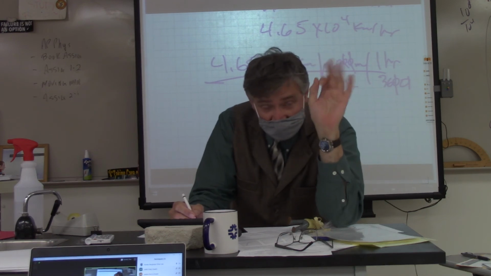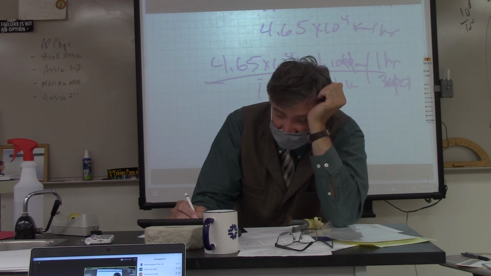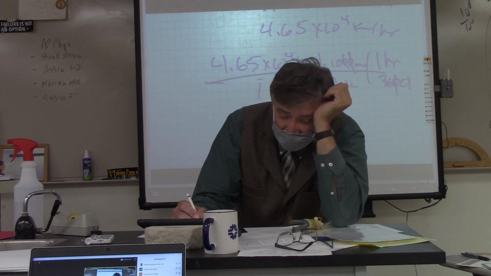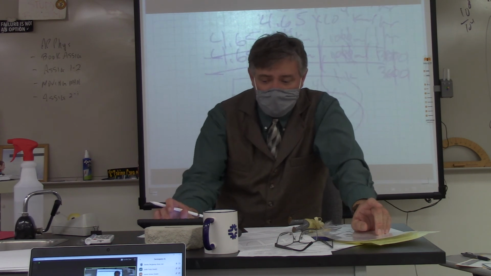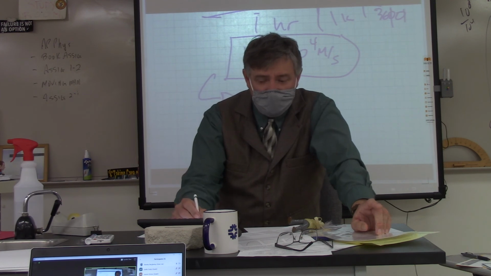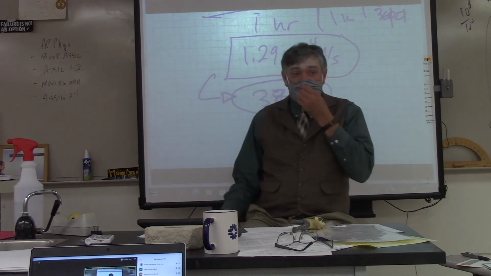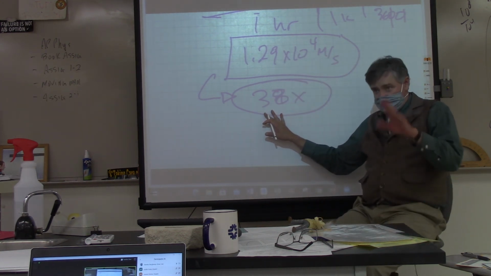3 significant digits, scientific notation. 1.29 times 10 to the 4th meters per second. Now, out of curiosity, take that number and divide that by 343. What'd you get? 37.66. So, about 38. So what that means, this is about 38, Jupiter is traveling through space at about 38 times the speed of sound. Okay? That's really fast.